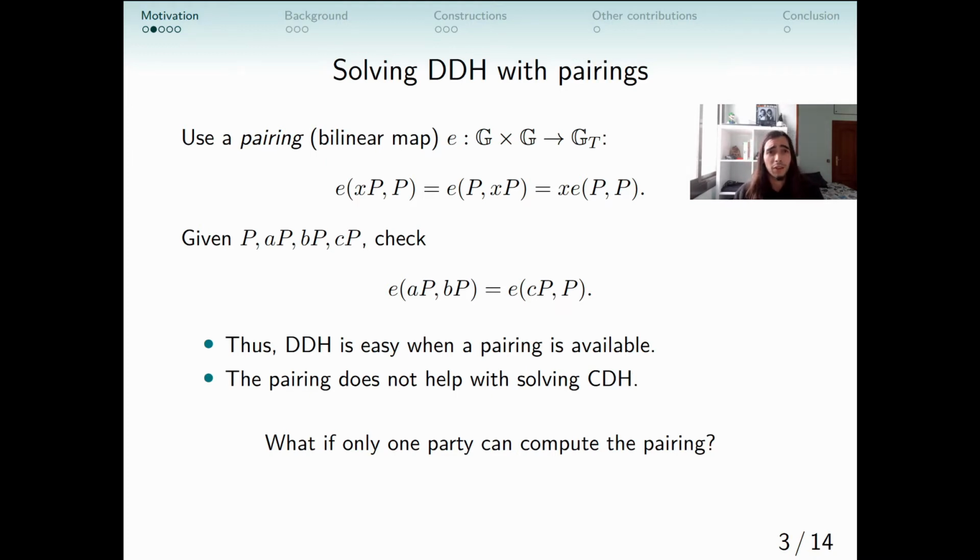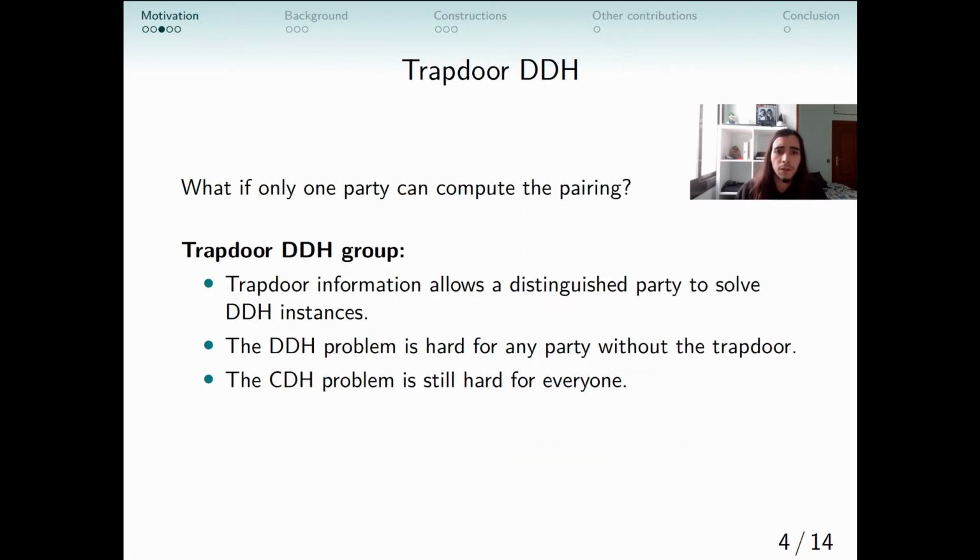So the motivation for the idea of Trapdoor DDH is the question: what if only one party can compute the pairing and the others don't? So here's the notion of Trapdoor DDH group. It's a setting in which there's going to be some trapdoor information that allows a certain party to solve DDH instances. But without this extra information, DDH is still hard. And moreover, the computational version is going to be hard given the trapdoor.